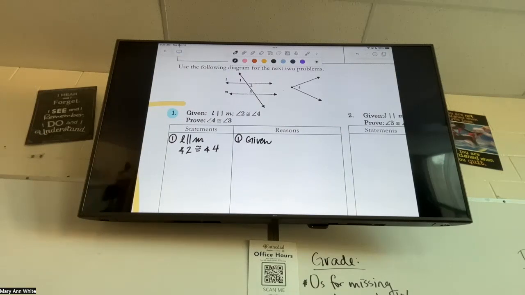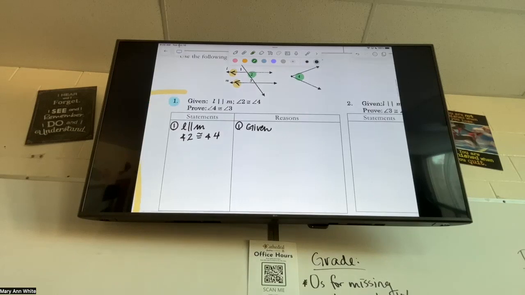All right, I don't know how many steps we have, so we're gonna kind of go through this together. Let's first label our picture. So I'm gonna label L as parallel to M. So I put those little arrows on them, I highlighted them in yellow. And I'm also gonna mark that 2 and 4 are congruent. Okay, I wanna end with 3 and 4 are congruent.